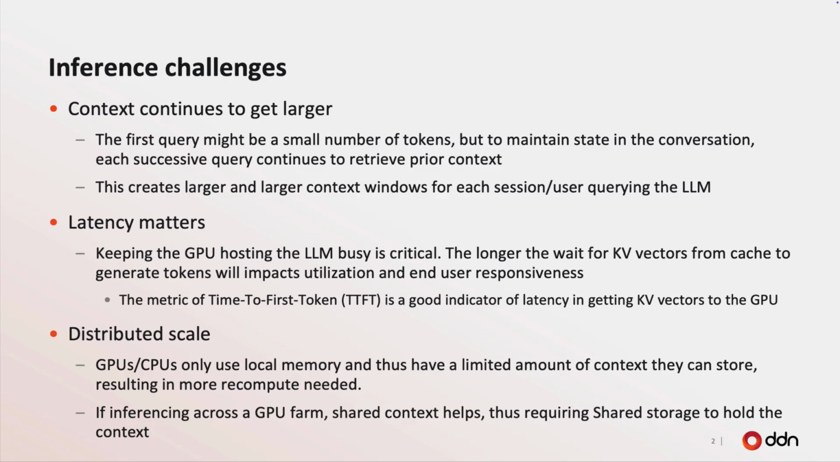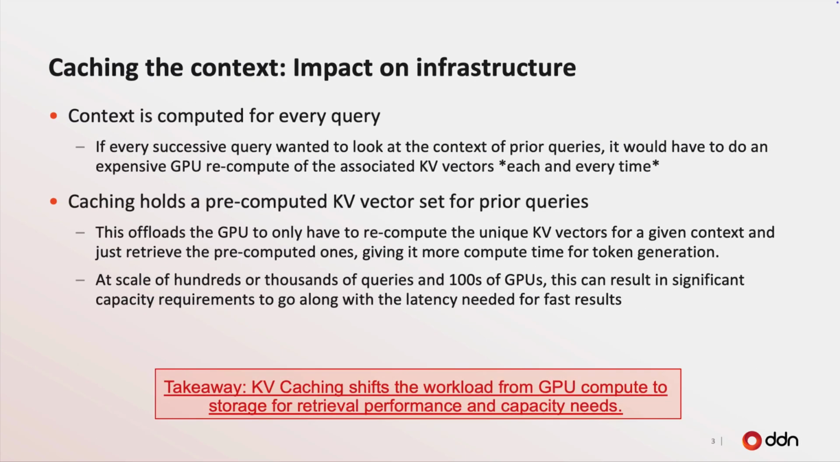And finally, scale matters. GPUs and CPUs typically only use localized memory to feed data into the GPU. Even if a shared memory structure is used, being able to retrieve a much larger set of shared context from a storage system pays dividends. The good news is that there is technology to help with this. Caching the tokens used for context can solve all three of those challenges.